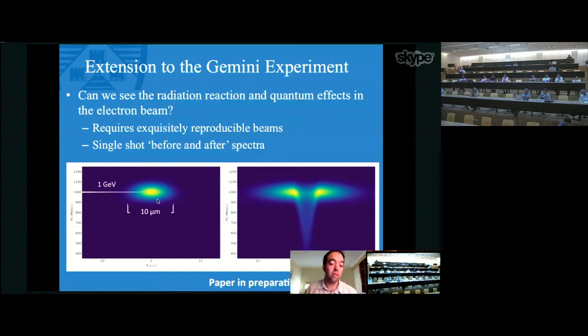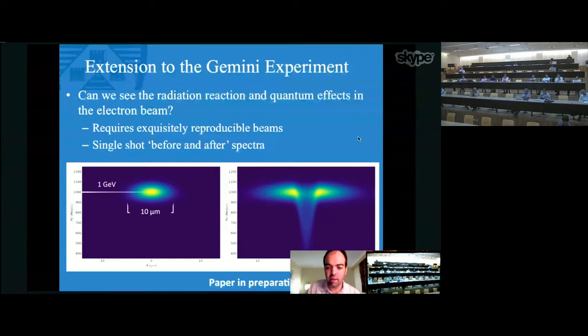And if we collide this electron beam with the laser, but we allow the electron beam to drift a little bit, so there's a correlation between position and angular directionality, I guess, of the electron beam, then after the collision, we see the image on the right. And the point of this work is to study at what point you should hit the electron beam with the laser in order to see any radiation reaction effects.